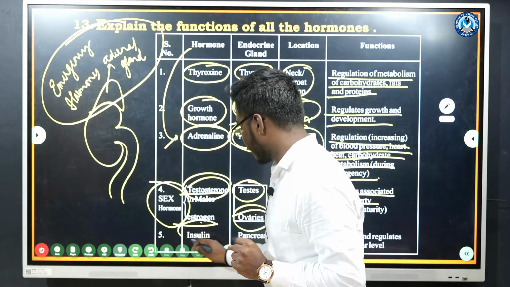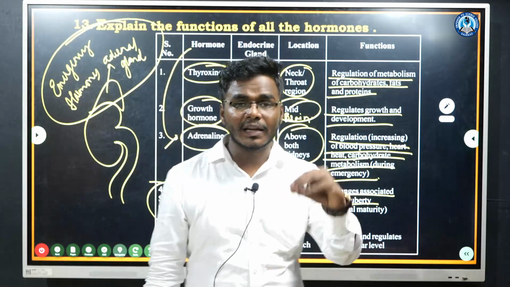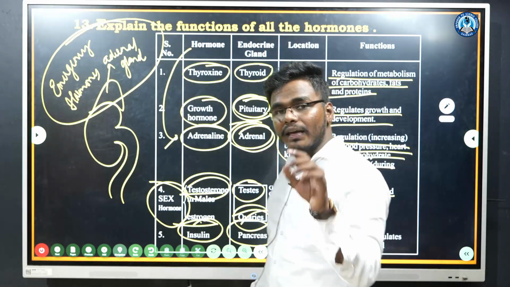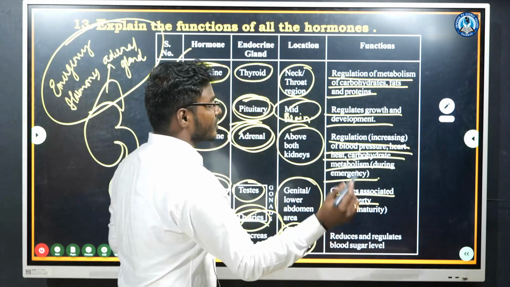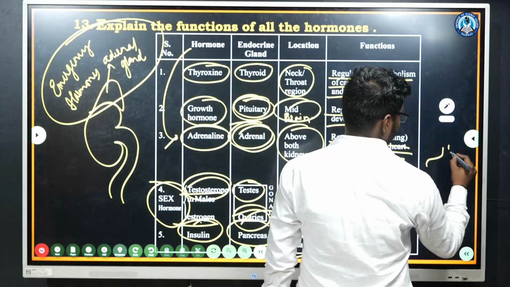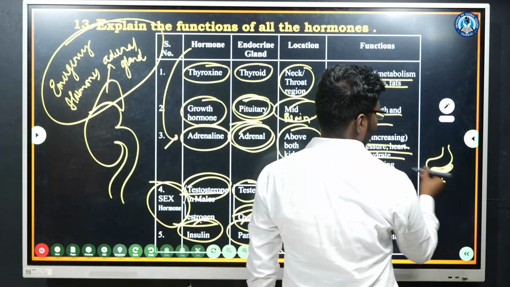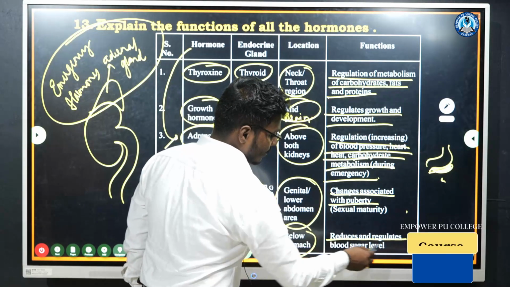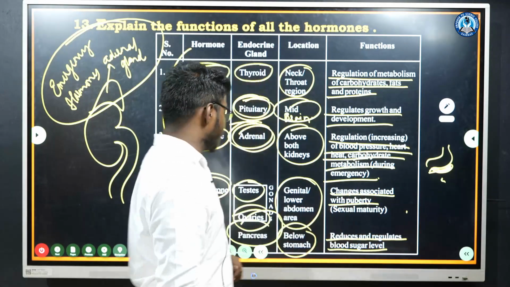Next one more is insulin. As you people might be very well aware of insulin, most of the diabetic patients are being administered with insulin. This insulin is produced by a gland called the pancreas. This pancreas is just below the stomach. So we draw it here. So this is your stomach. The pancreas is located here, just below the abdomen, and reduces and regulates the blood sugar level.